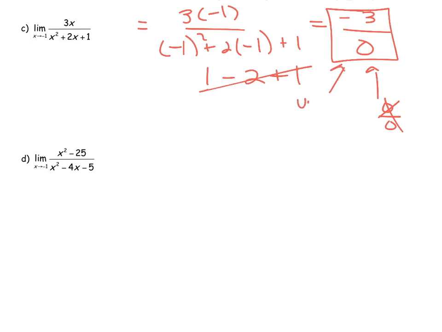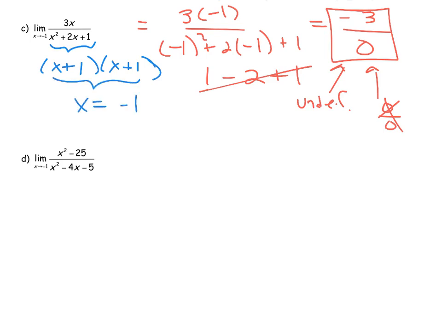This right now is undefined, which, if you guys go back to when I taught you rational functions, if I were to have factored this, this would have been x plus 1 times x plus 1. That means there is a vertical asymptote at x equaling negative 1. So I'm going to sketch this. So at negative 1, I've got a vertical asymptote, x equaling negative 1.